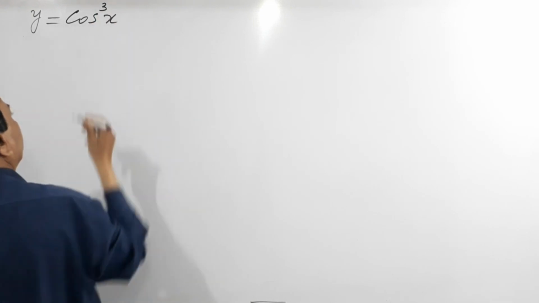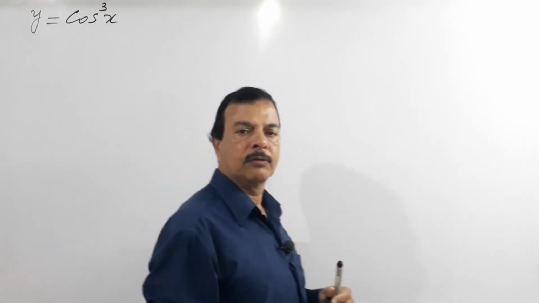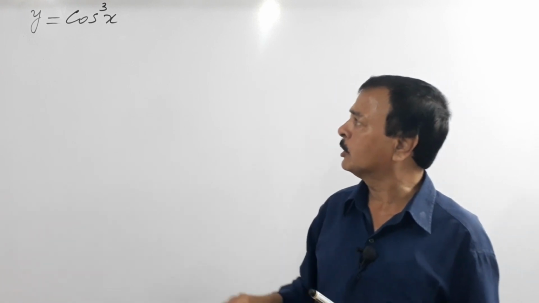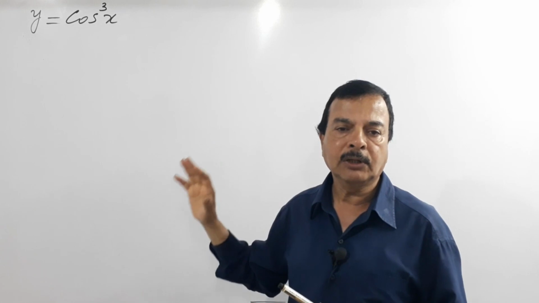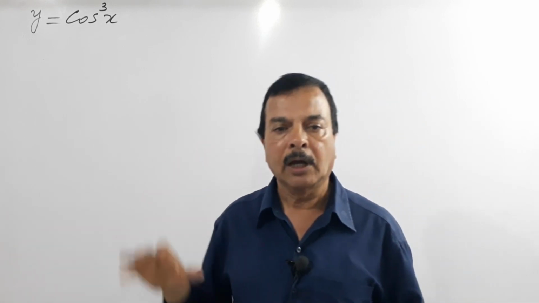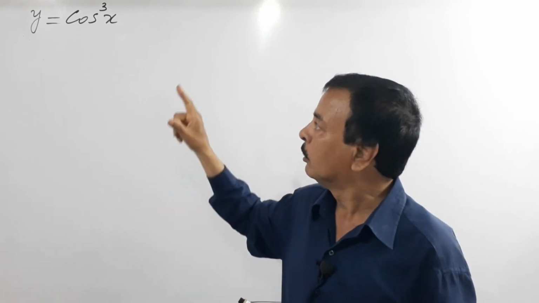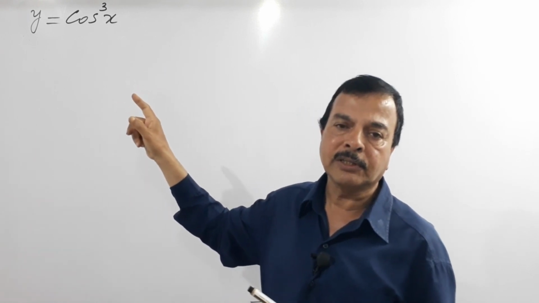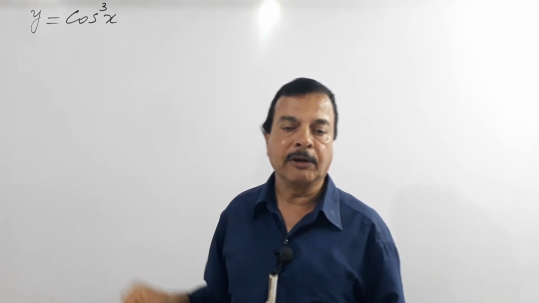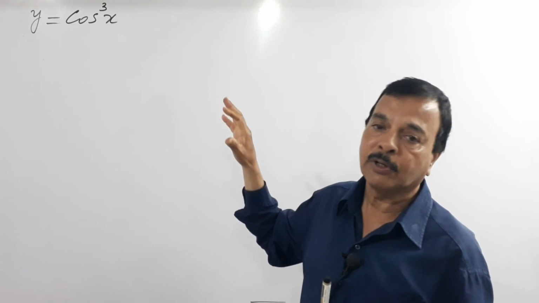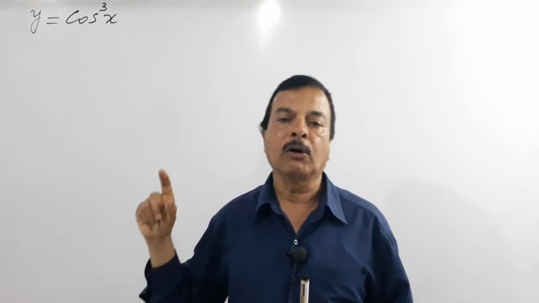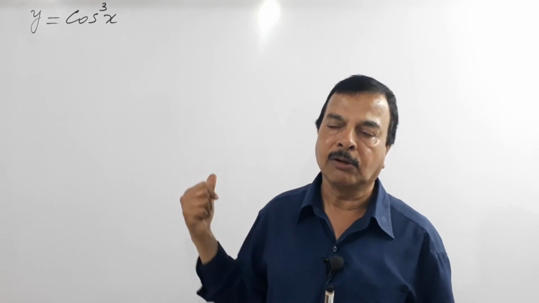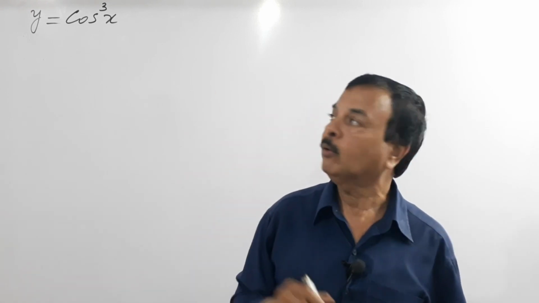That is cos cube x. So dear students, in the examination you may get cos cube x or sin cube x. The only thing you should do is try to apply the formula and find the nth derivative. Now as it is, you cannot differentiate this. So what you have to do is convert this into a sum or difference, and then solve it. I'll tell you how to go about it.